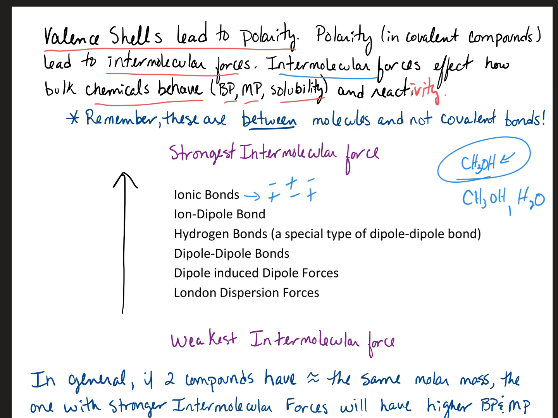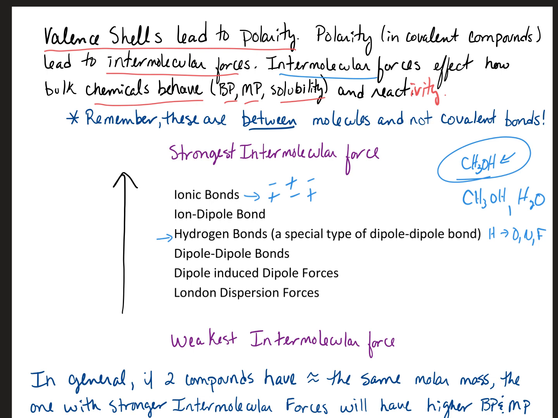I'm going to skip down to where it says hydrogen bonding. So remember, hydrogen bonding is a special kind of dipole-dipole bond, okay? Hydrogen bonds occur when you have hydrogen that is directly bound to oxygen, nitrogen, and fluorine. Those are the three most electronegative atoms that we have, okay?